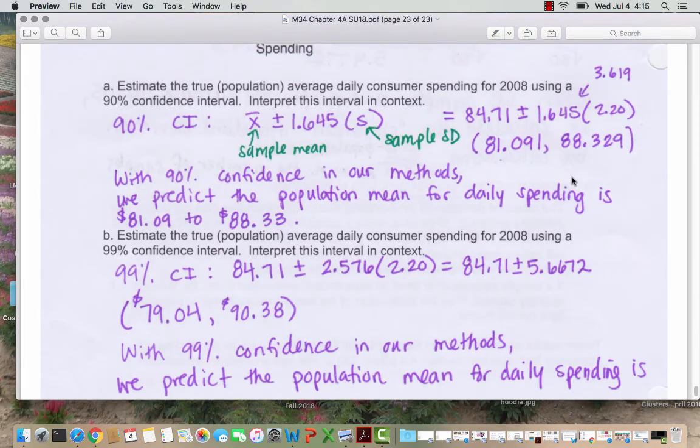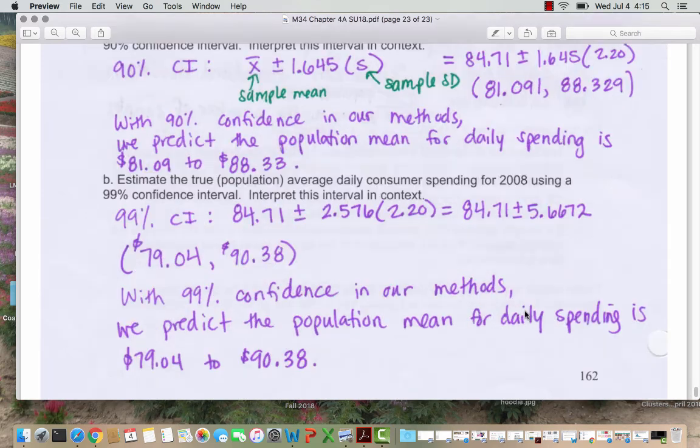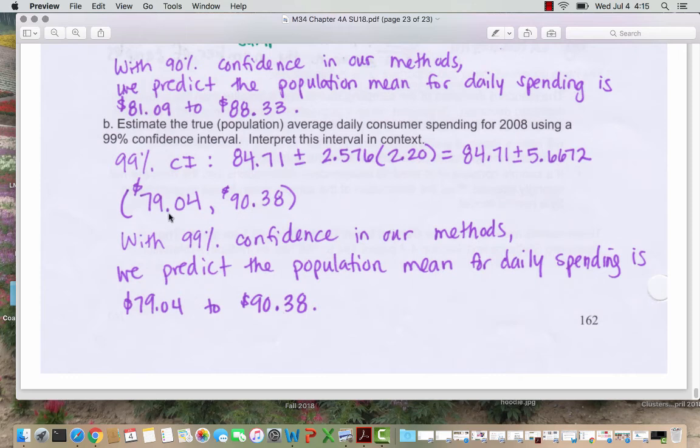Notice the center doesn't change. So when we were 90% confident, we still started with the $84.71 as our sample mean, and that doesn't change when we up our confidence. So our interval is still centered in the same place. The difference is that our interval gets wider, so we're adding and subtracting a wider margin of error. So when we add and subtract, our lower bound is $79.04, and our upper bound is $90.38.